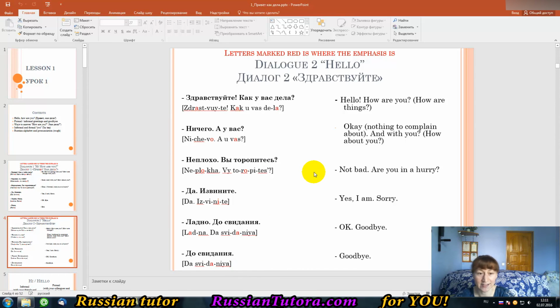Let's read it line by line. Please repeat after me. Здравствуйте. This is a very long word, but this is a very important word because this is how we greet people formally in Russian. So once again, Здравствуйте. Hello. Как у вас дела? How are you? The formal version.